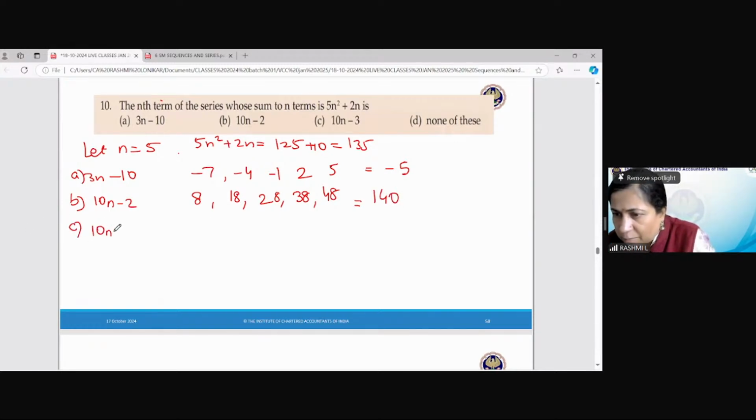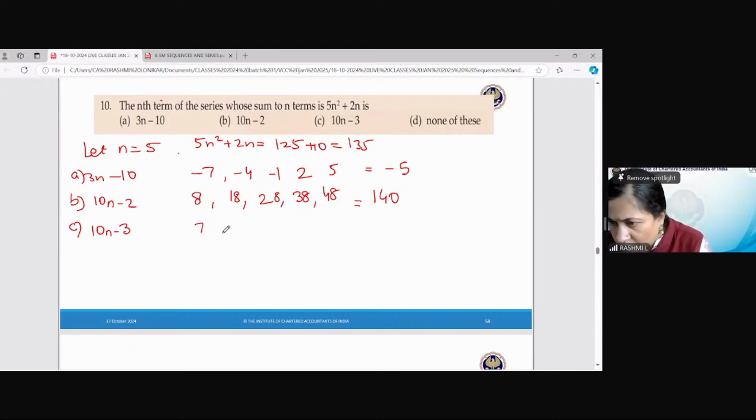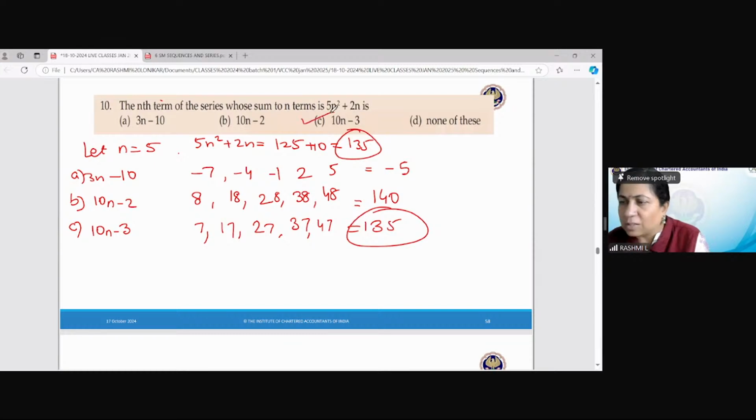The third is 10n minus 3. So this is 30 minus 3, 27. No, sorry. 10 minus 3, 7. 20 minus 3, 17. 30 minus 3, 27. Then 37 and 47. What does their sum come to? 7 plus 17 plus 27 plus 37 plus 47. This comes to 135, right? This is what we needed, 135. So C will be the answer.